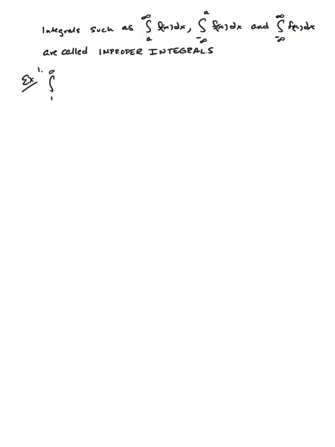We have the integral from 1 to infinity of 1 over x dx. So what we do is we take infinity and we replace infinity with a letter, say b. So we make b go to infinity. Then we have the limit as b goes to infinity of the integral from 1 to b of 1 over x dx.